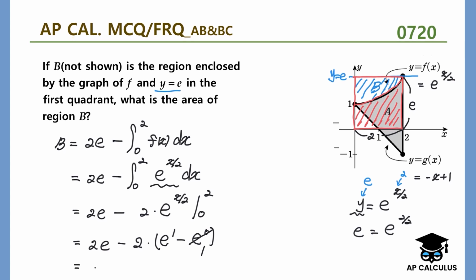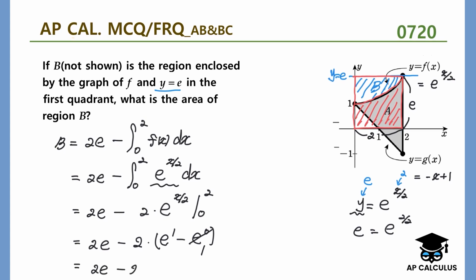So that's going to be 2e minus 2e, minus times minus, that's plus, right? Plus 2. So 2e minus 2e cancels out. So the answer is 2. The area of the region B is 2. Easy?